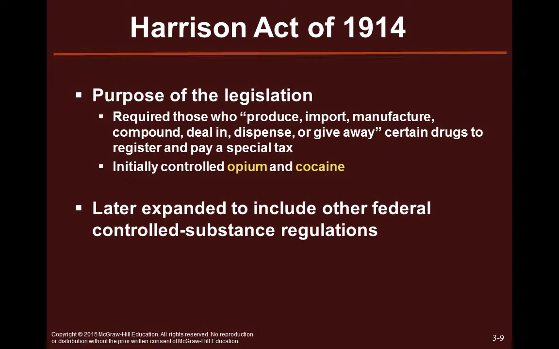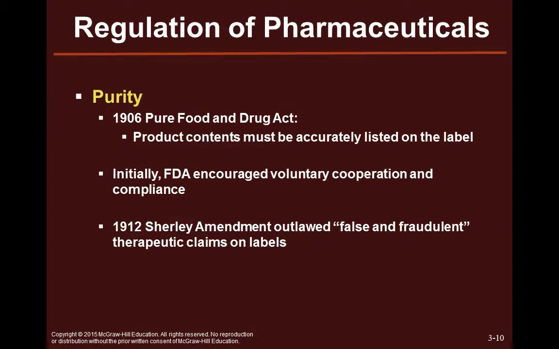So the Harrison Act, again, this is a piece of tax legislation. Its goal is to require those who produce, import, manufacture, compound, deal in, dispense, or give away these drugs to register and pay taxes. The first two substances that were included were opium and cocaine, and then it was expanded to include other controlled substances, which we'll continue to talk about throughout class.